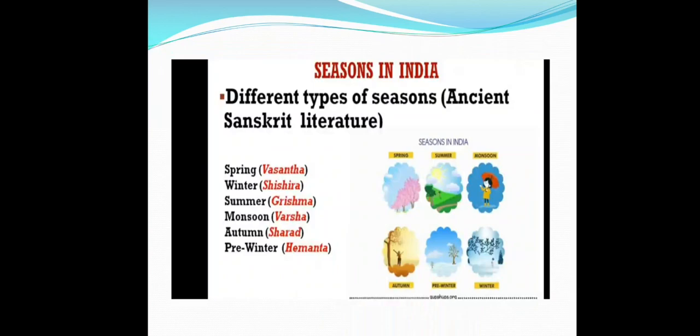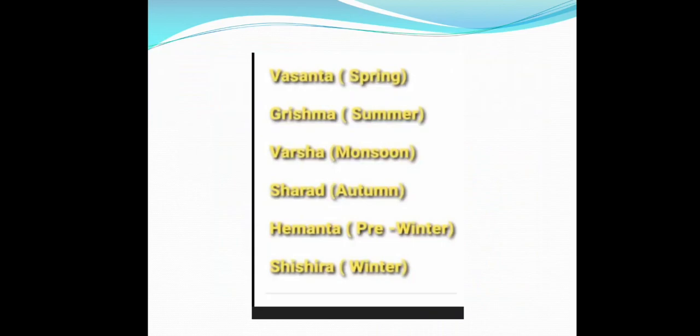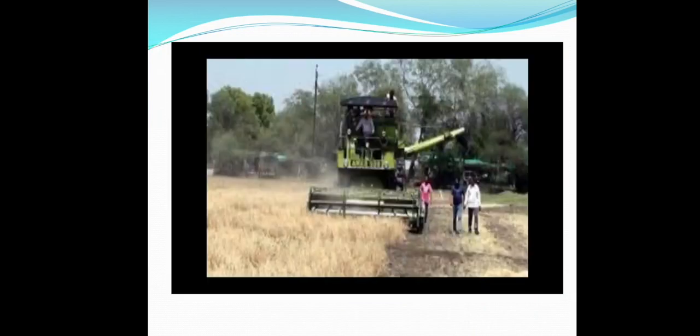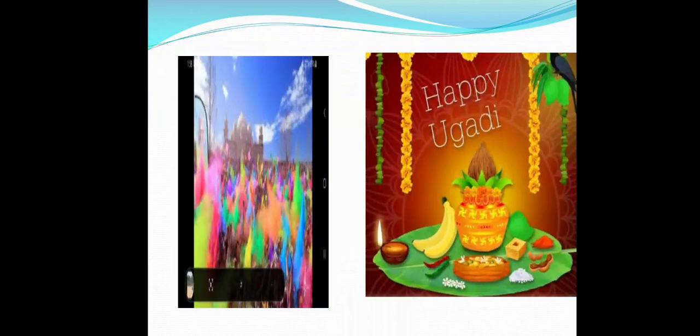The 6 Ritus are Vasanta, we know that as the spring season, Grishma is the summer season, Varsha Ritu, we know that as the monsoon season, Sharad, we know as the autumn season, Hemanta, it's called the pre-winter season, and Shishira is called the winter season. Each season is associated with certain agriculture operations and festivals. Vasanta marks the end of cold winter with flowering of trees, and it's also harvesting time for winter crops. A number of communities in India welcome their new year during this season and celebrate it with festivals such as Vasanta Panchami, Holi, Ugadi, Gudi Padwa, etc.